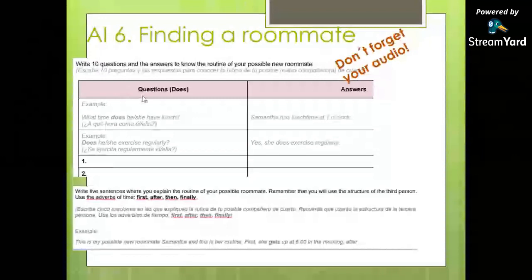So write the 5 sentences, and finally you have to write 5 sentences where you explain the routine of your possible roommate. Remember that you will use the structure of the third person. Use the adverbs of time: first, after, then, and finally.